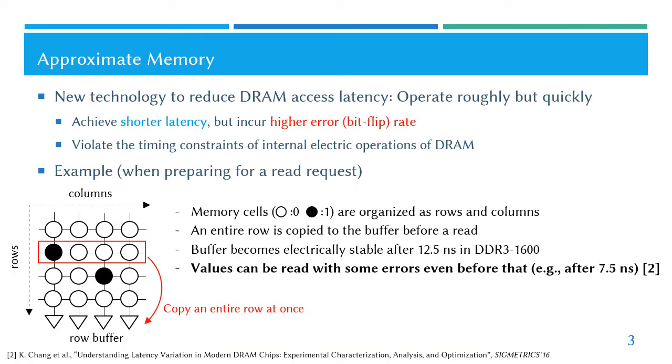Approximate memory is a new technology to reduce DRAM access latency. It operates DRAM roughly but quickly to achieve shorter latency, but it incurs a higher error rate or higher bit flip rate. It does this by violating the timing constraints of internal electric operations of DRAM.